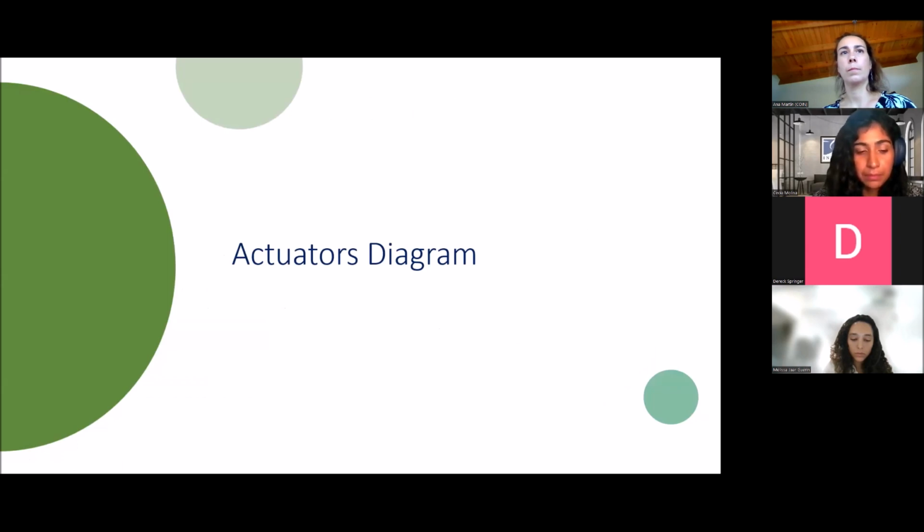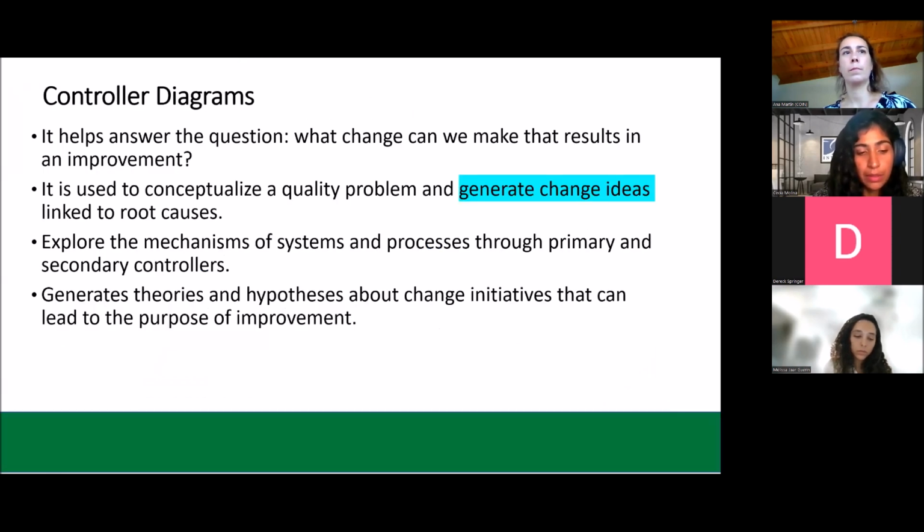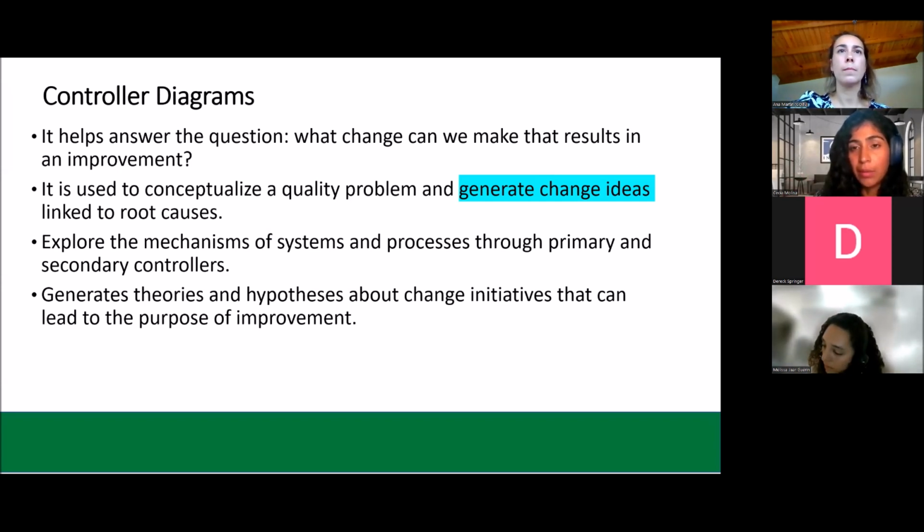Los diagramas de accionadores, diagramas de controladores, ayudan a responder la pregunta: ¿qué cambios podemos realizar que nos resulten en una mejora? Hasta ahora lo que hemos visto es la definición del problema. Hemos intentado entender por qué está pasando ese problema, identificando causas, y qué es lo que queremos lograr. Y aquí vamos a ver esta etapa de generar ideas de cambio.